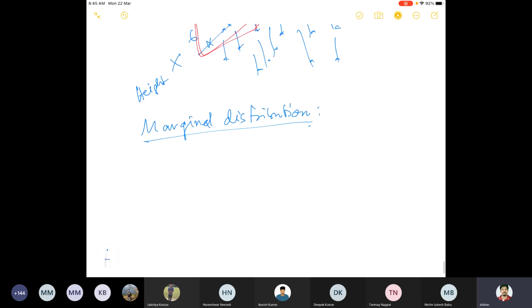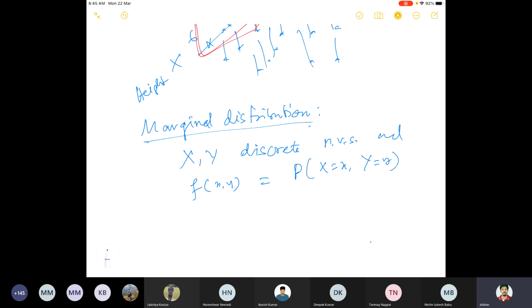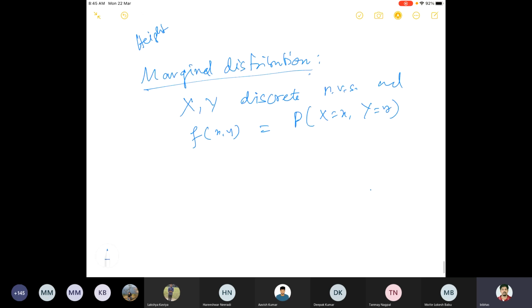Okay, so marginal distribution. Let's suppose X and Y are discrete random variables, and let's say f(x,y) is known. This is the joint probability distribution, the probability that X equals x and Y equals y, for different values of x and y. Then the question is, from here, how do you determine the marginal distribution? What is the distribution of X and what is the distribution of Y? This is my definition of how you can find it.